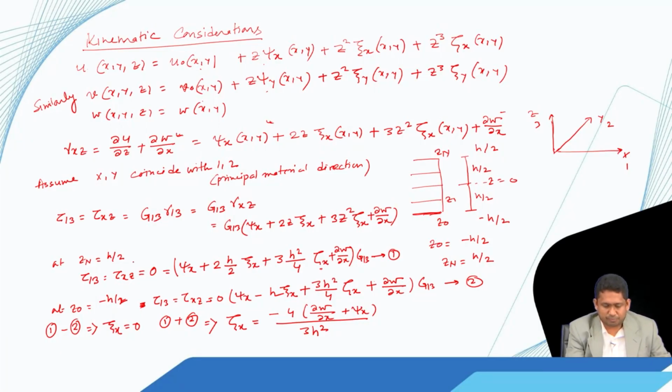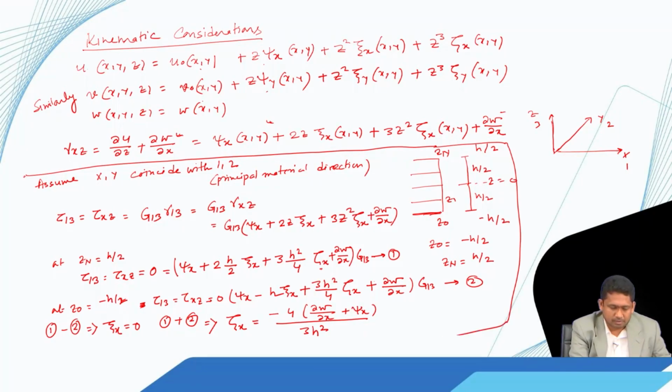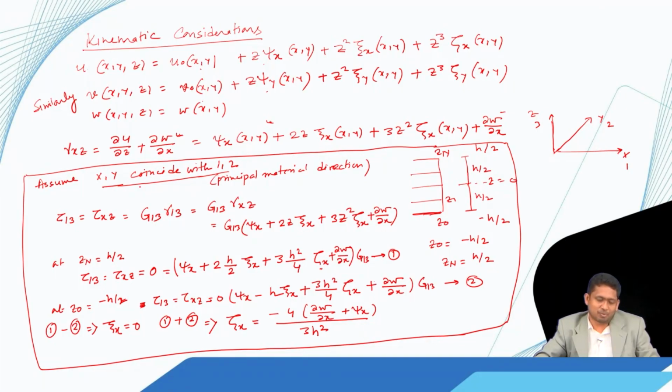Now, during this proof we had to assume that x y coincides with 1 and 2, because that makes this proof easier. Otherwise, we would have the dependence of tau xz on gamma yz also, and similarly the dependence of tau yz on gamma xz also. That is not a problem, we could have done that with the generic formulation also, but here just for the sake of easiness we did it in the principal material direction, and the conclusion remains valid.